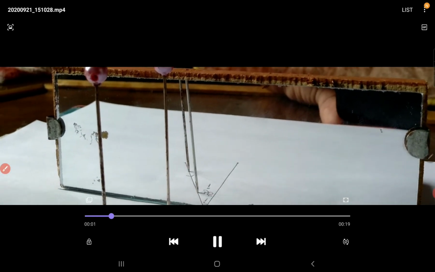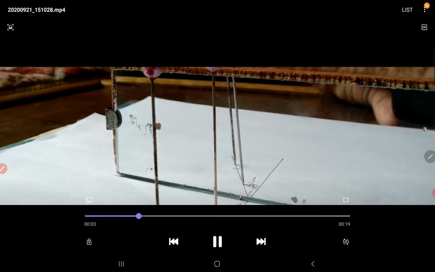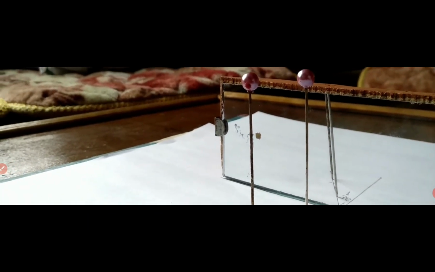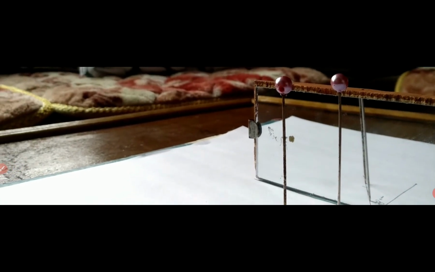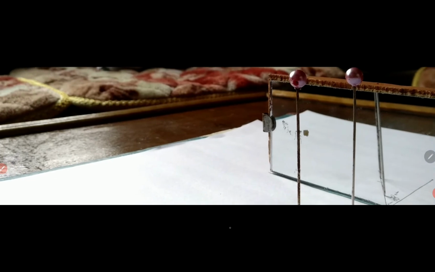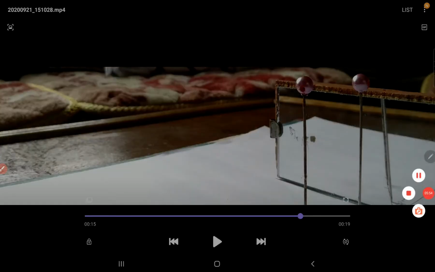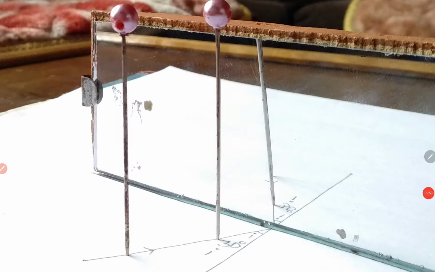So here I am rotating myself such that the front needle's image will overlap the back needle. I'm talking about this particular position. So let us go to the picture of that, you'll have a better understanding. This is the particular scenario I am talking about.